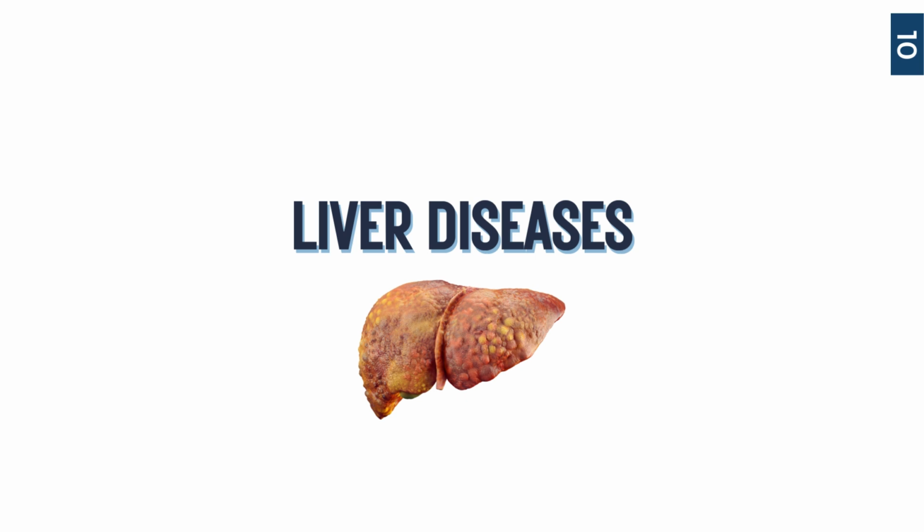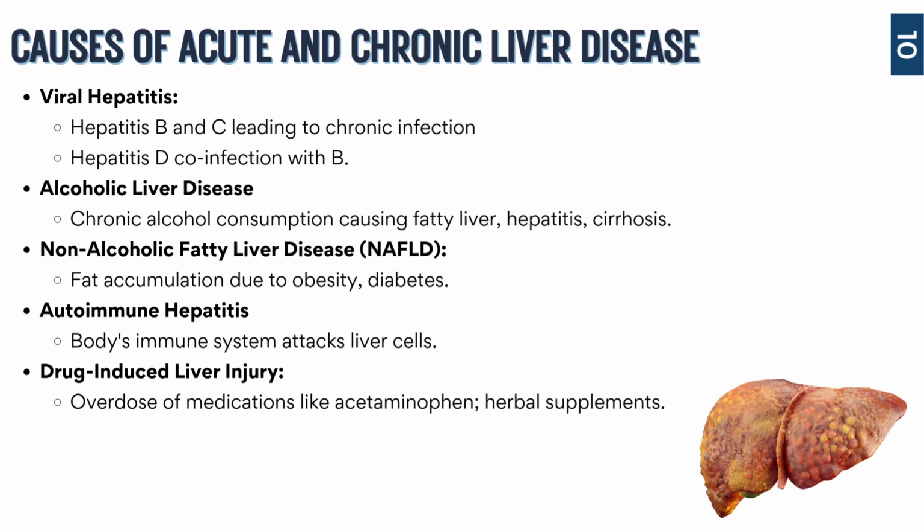So now let's talk about liver diseases. Okay, so we switched from the pancreas. Now we're going to go on the right side, and we're going to talk about the liver. Liver diseases can be caused by many different things. One of the most common ones that people think about is hepatitis. So there's viral hepatitis, particularly B and C. Those can lead to chronic infection and liver damage. Hepatitis D requires a co-infection with B for it to actually progress in its disease state.